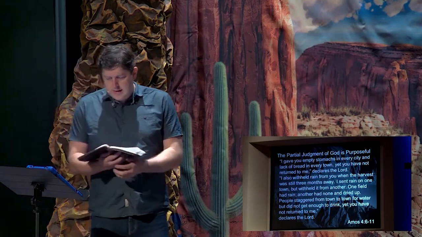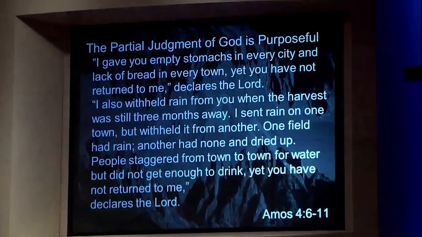This is Amos 4, 6 through 11. I gave you empty stomachs in every city and lack of bread in every town, yet you have not returned to me, declares the Lord. I also withheld rain from you when the harvest was still 3 months away. I sent rain on one town, but withheld it from another. One field had rain, another had none and dried up. People staggered from town to town for water, but did not get enough to drink. Yet you have not returned to me, declares the Lord.